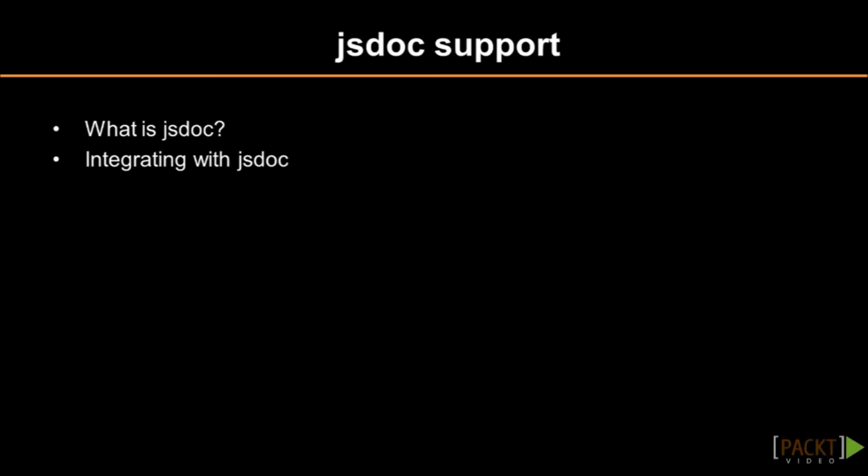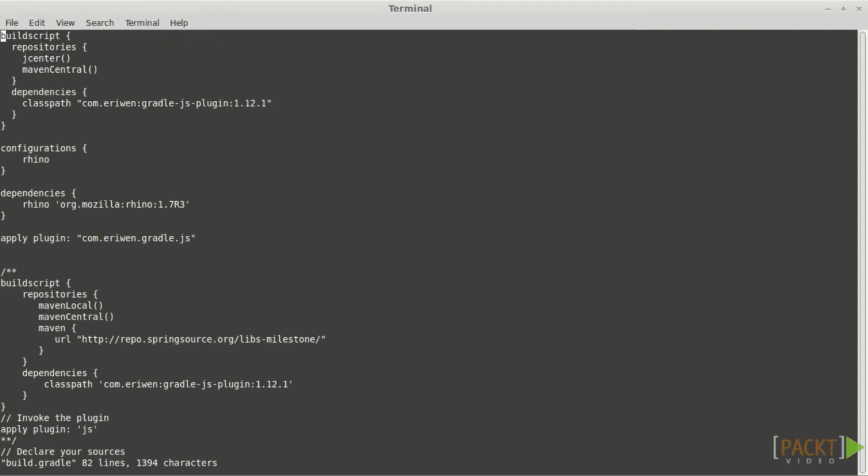API documentation as part of your build process. You can integrate JS Doc 3 support into your project with the plugin. We must configure this in the JS Doc task, so let's go ahead and take a quick look at that in the build file.